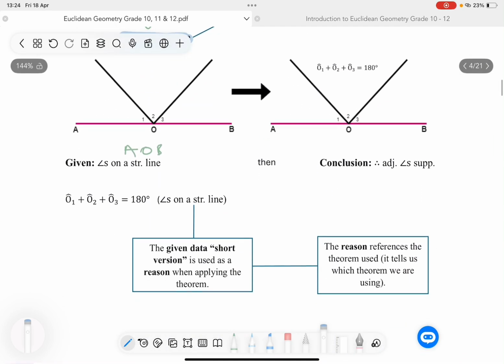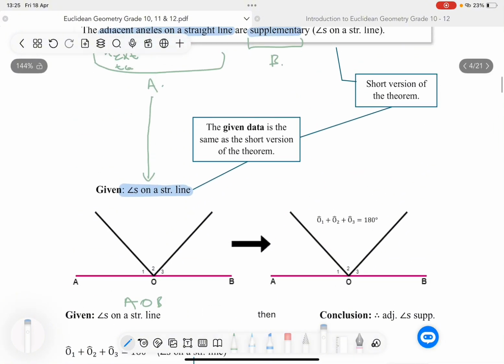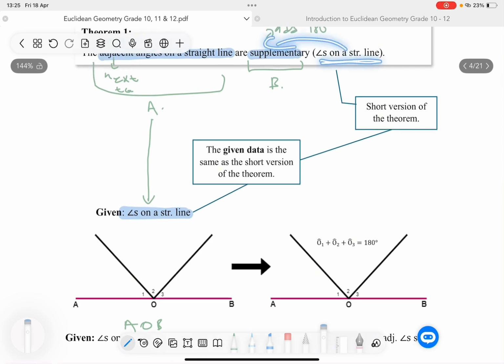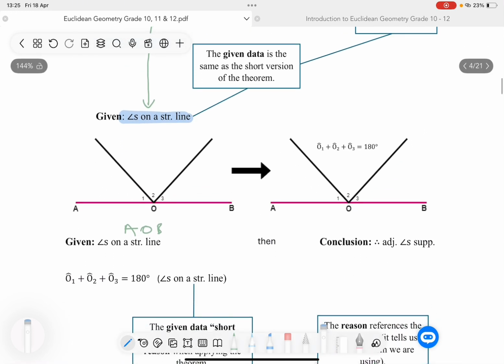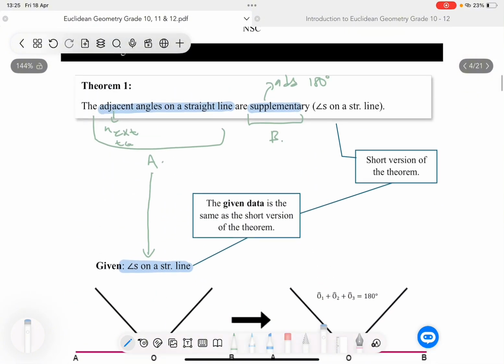Now, if we were to write this down in problem solving, we would simply say the sum of all these three angles is equal to 180 degrees. However, when you write such a statement, you then have to give a reason to say why these angles add up to 180 degrees. Well, the reason would be the short version of your theorem, because basically you are telling us what theorem you have used to make this statement. And the theorem that we used is the theorem that says angles on a straight line are supplementary, which is this theorem here. And remember, we said that this short version is exactly the same as the given part of the theorem.